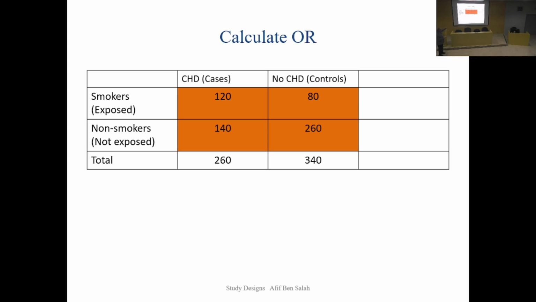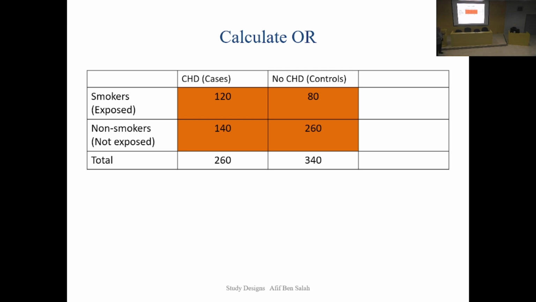In the 260, 120 are smokers, 140 are non-smokers. However, in the controls, free of disease, 80 out of 340 are smokers and 260 are non-smokers. You see this? This distribution inside the 4 red cells is extremely important.